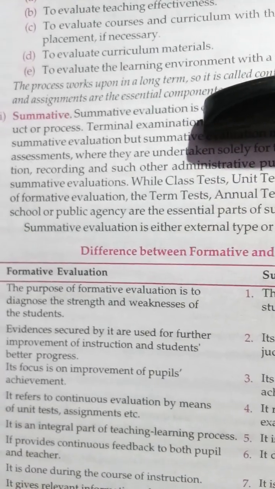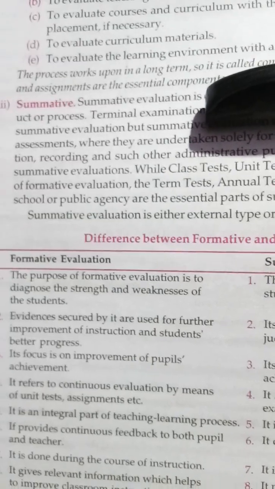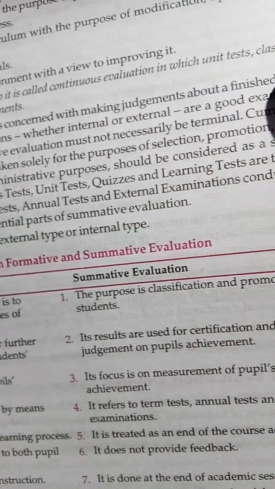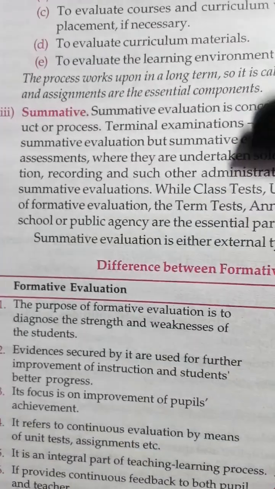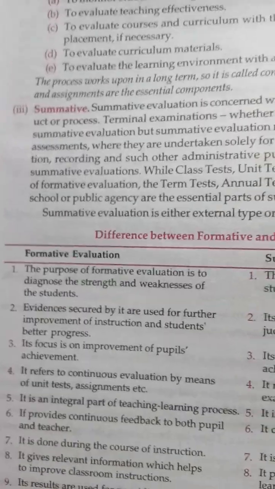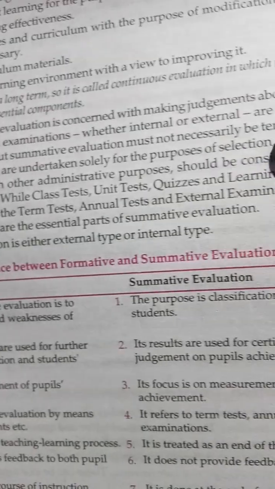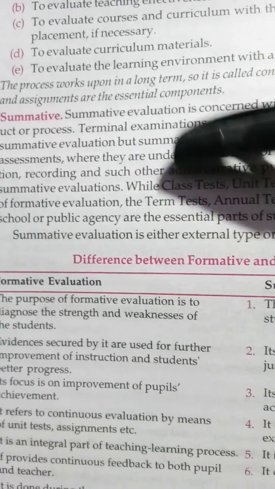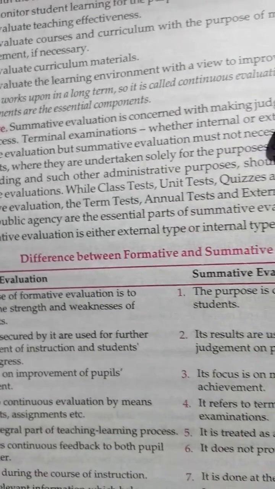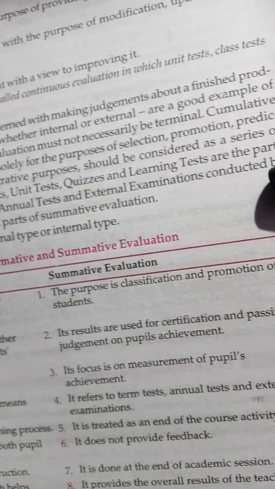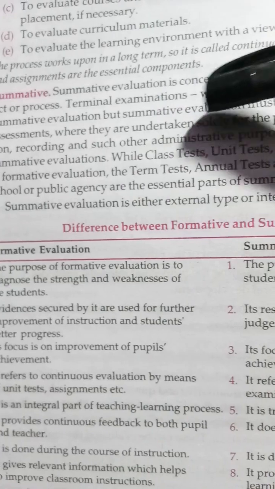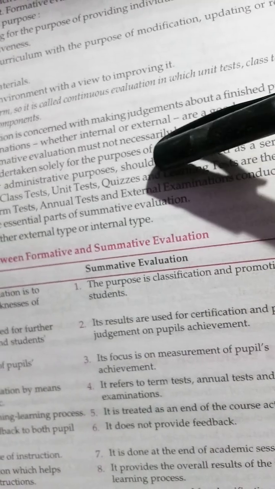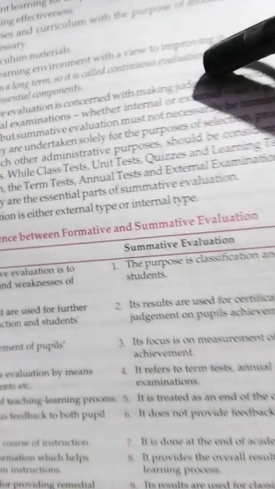Summative, obviously the name comes from summation, sigma. Summative evaluation is concerned with making judgments about the finished product or process. So the final process, the finished, last process, annual, in the form of annual examinations. Terminal examinations, whether internal or external, are a good example of summative evaluation, but summative evaluation need not necessarily be terminal.